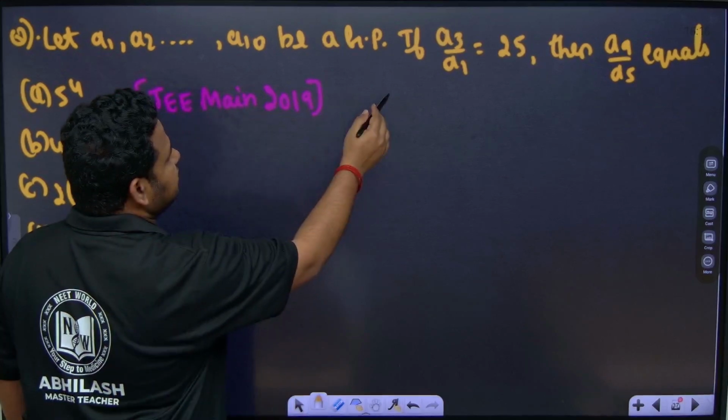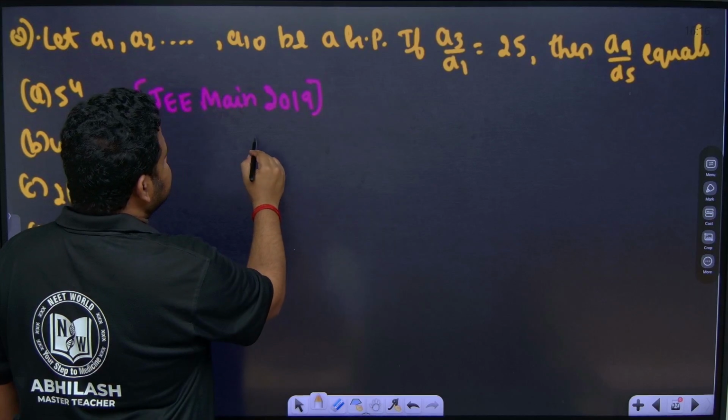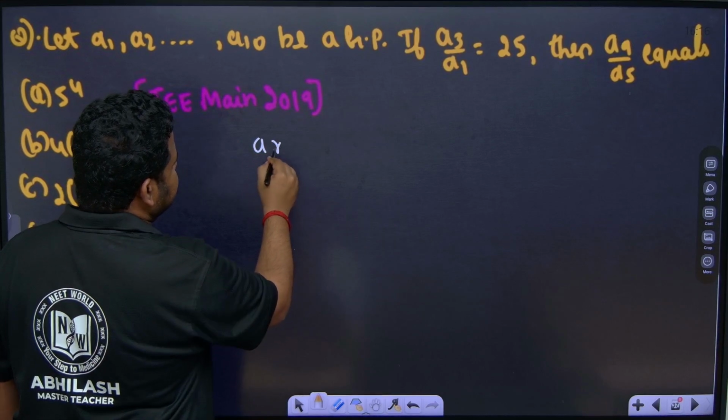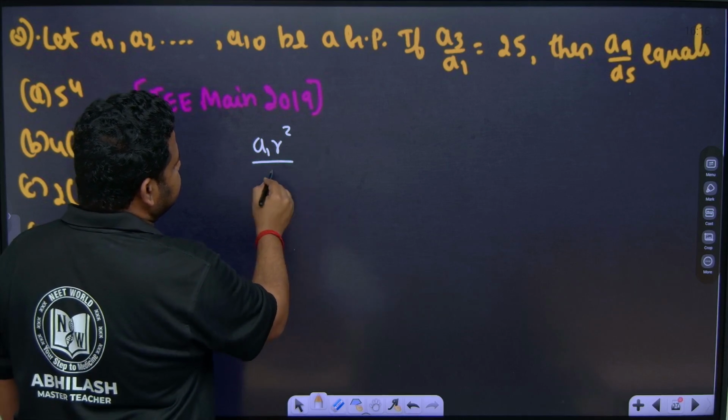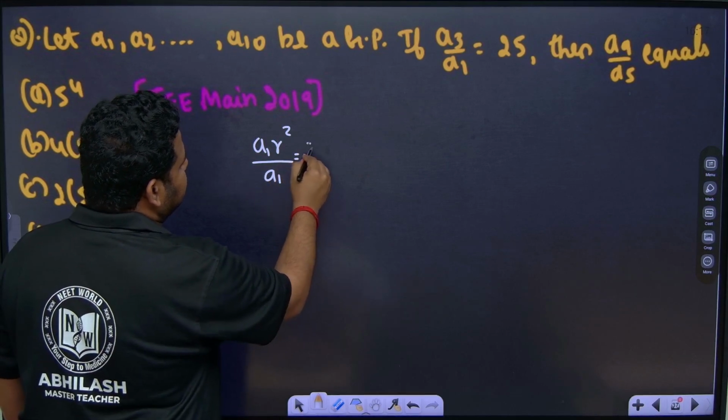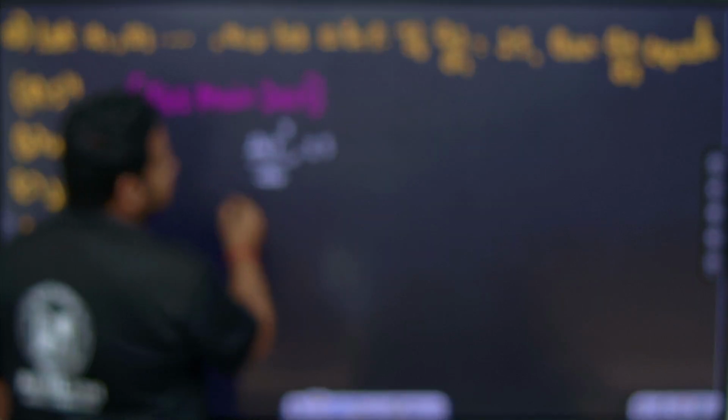What they have given? A3 by A1 is equal to 25. So A3, what I can write? I can write it as A1 into R to the power of 2. Correct? A1 can be written as A1 itself. That is equal to 25. So A1 cancels, R square will be 25. R will be equal to 5.